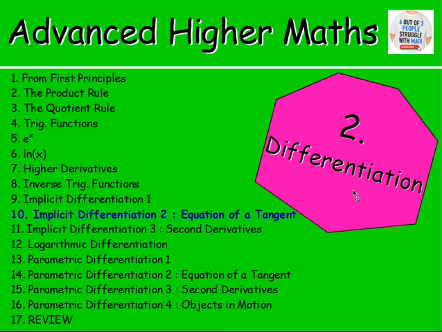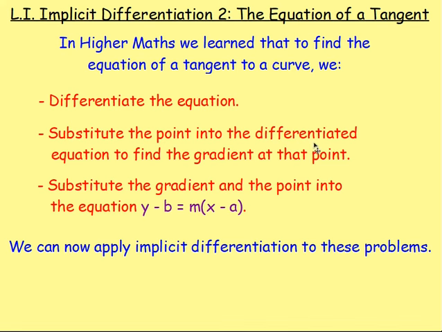Implicit differentiation 2 is when we apply that to work out the equation of a tangent. We already know from Higher, a tangent is a straight line, and to get the equation of a straight line, we need to think gradient, point, equation.